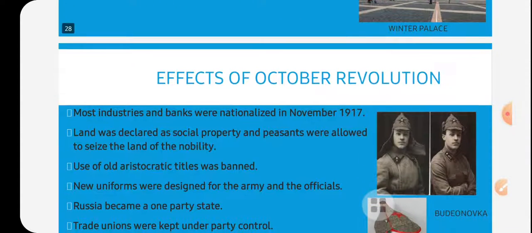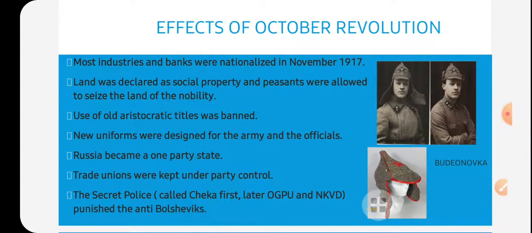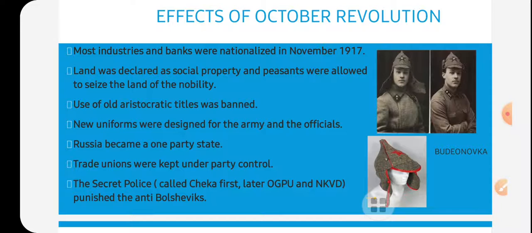Now what was the effect of this revolution? We'll see here. Though things were put on track, sometimes when power came into the hands of the Bolshevik leaders, the situation went wrong. We'll see here that most industries and banks were nationalized in November 1917. This was the program. In the April Theses you have seen the demand was that land should be redistributed, the war should be stopped, and banks should be nationalized. So most industries and banks were nationalized in November 1917.